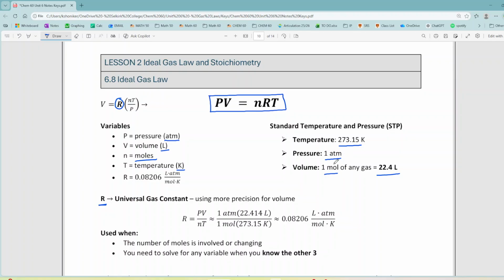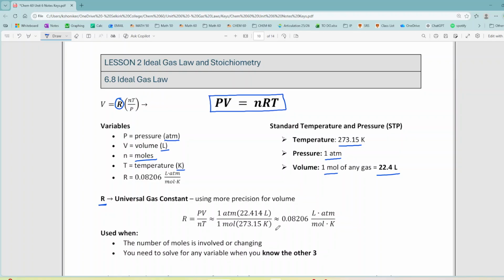Then the volume depends upon how many moles you have. So if they tell you that you have 1.4 moles, it's not going to occupy 22.4 liters. But if you have 1 mole of any gas, it always occupies a volume of 22.4 liters. Anyway, what they then did to find R was they took the equation R equals PV over nT, and they subbed in pressure as 1. Volume, they used a more accurate value of 22.414. Moles, they put in 1 mole, and then temperature at 273.15. And if you calculate this out, it comes out to 0.08206 liters atmosphere per mole Kelvin.